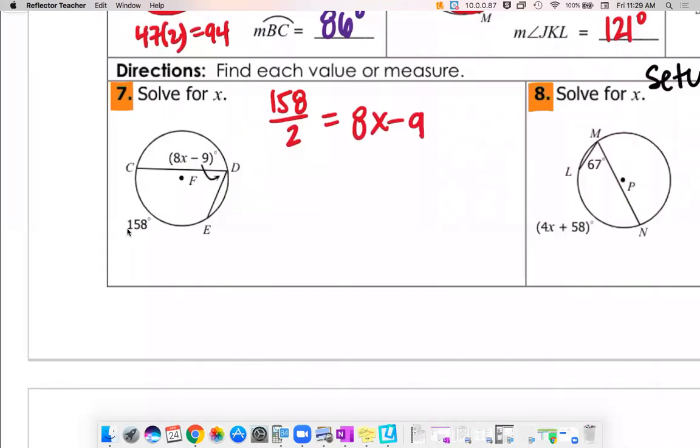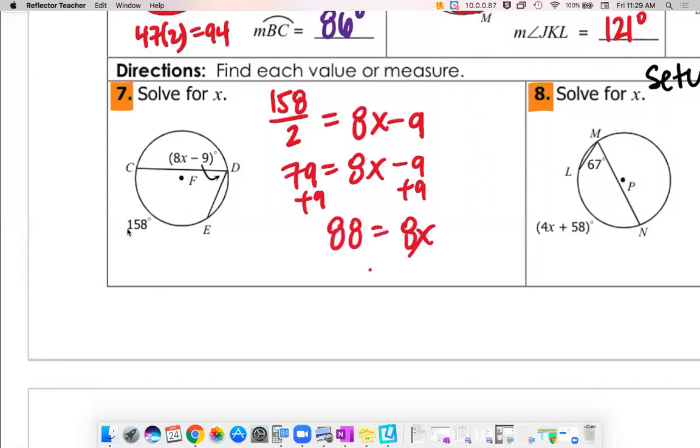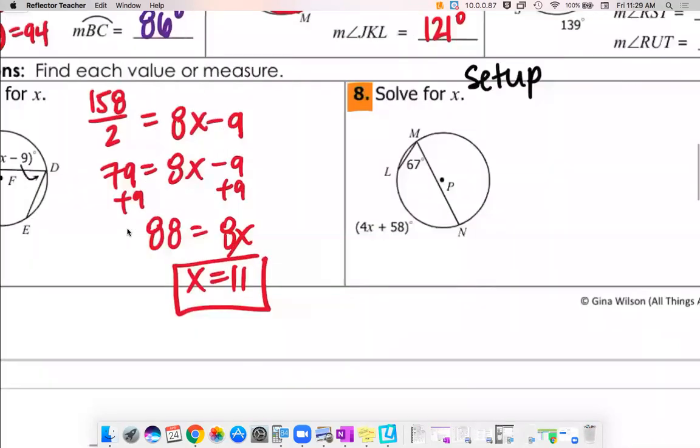So if I do 158 divided by 2, let's see, I solved this differently the first time. So 158 divided by 2 would be 79, is equal to 8x plus 9, oops, minus 9, add 9 to both sides, 88 equals 8x, so then that means x has to equal 11 for this one. So still using the formula, you just now have some algebra going with it.